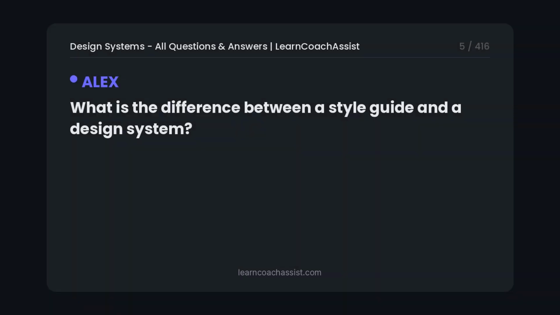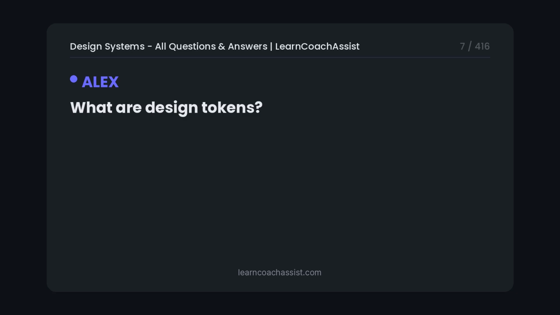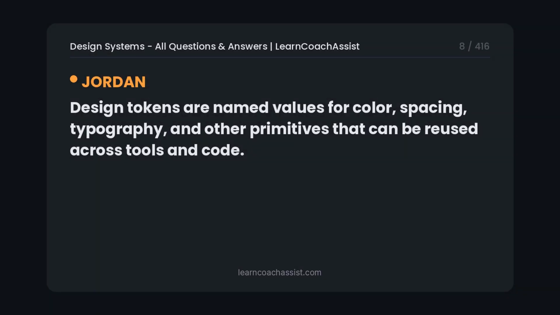What is the difference between a style guide and a design system? A style guide documents visual rules, while a design system also includes reusable components, interaction guidance, and implementation details. What are design tokens? Design tokens are named values for color, spacing, typography, and other primitives that can be reused across tools and code.